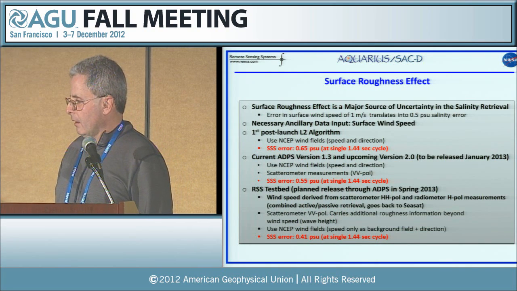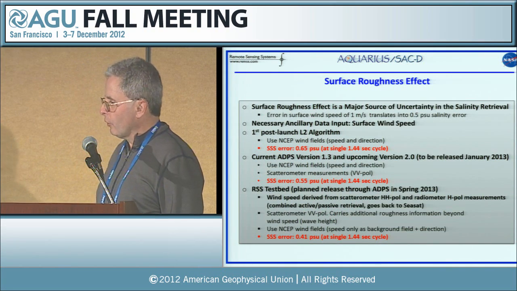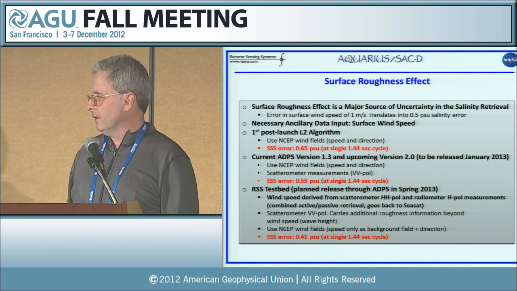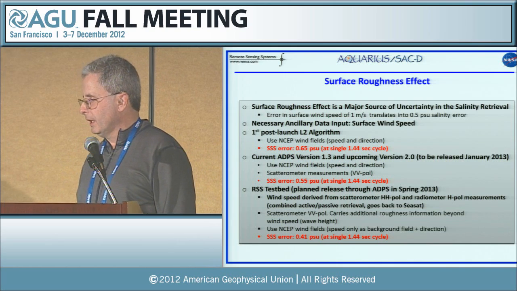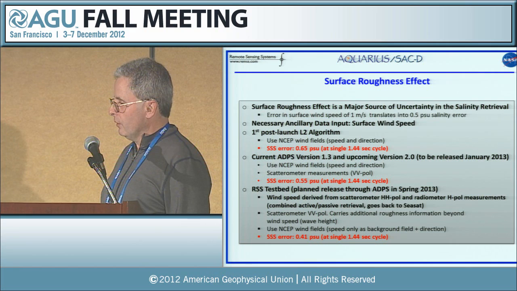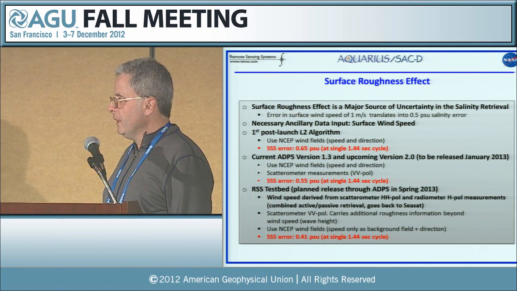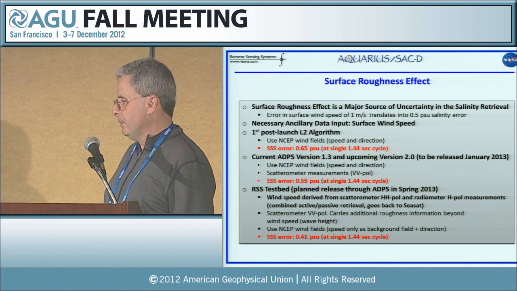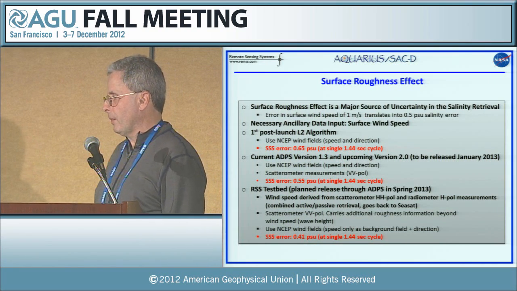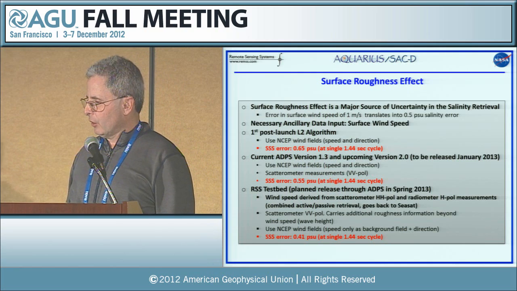Again, I want to focus here on the surface roughness effect. That's one of the major uncertainties in the salinity retrieval. The signal is pretty strong, and so that provides an error in the whole algorithm. Roughly 1 meter per second error in surface wind speed, and associated roughness, translates into about half a PSU salinity error.